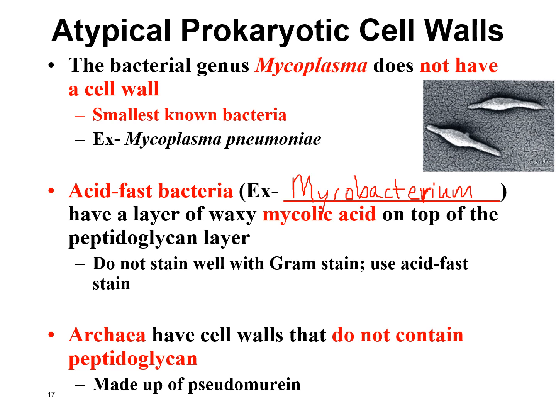And then the archaea, most of them have cell walls like the bacteria, but it's not made out of peptidoglycan. It's also made out of proteins and carbohydrates, but they're just different proteins and carbohydrates. And so it's made out of something called pseudomurein.